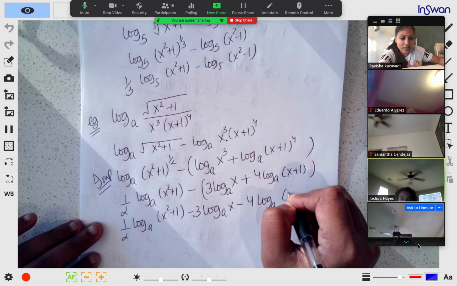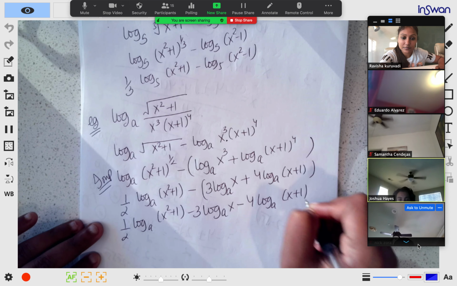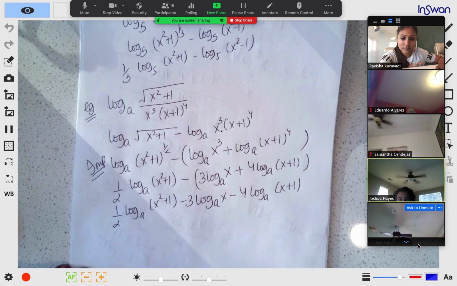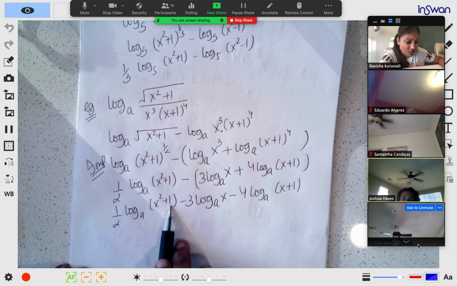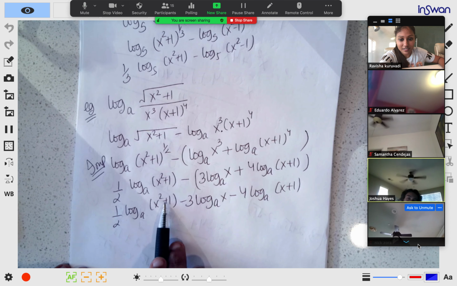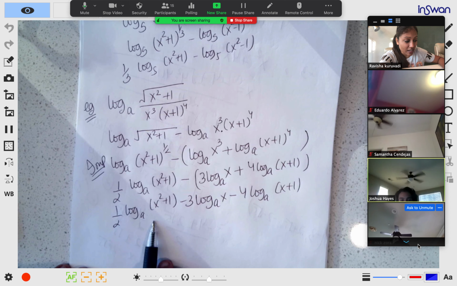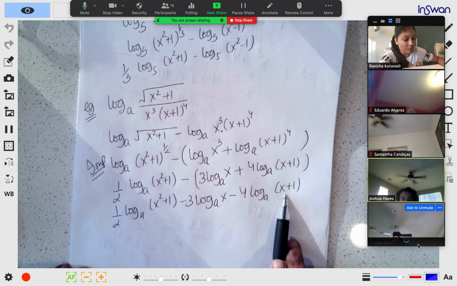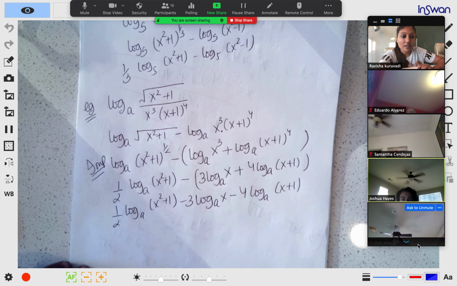What else can I do about here, Joshua? Can I expand this x square plus 1? You cannot. You can only expand if they are multiplying or dividing. You cannot expand if they are adding or subtracting. So I cannot expand this, I cannot expand this. This is the maximum you can expand. So this is your answer. Perfect, Joshua.